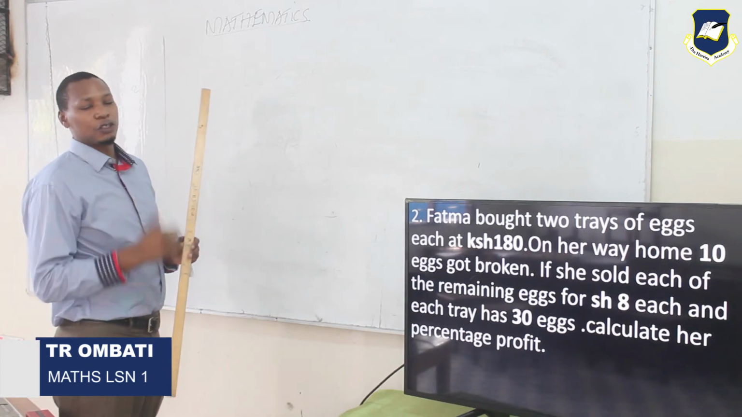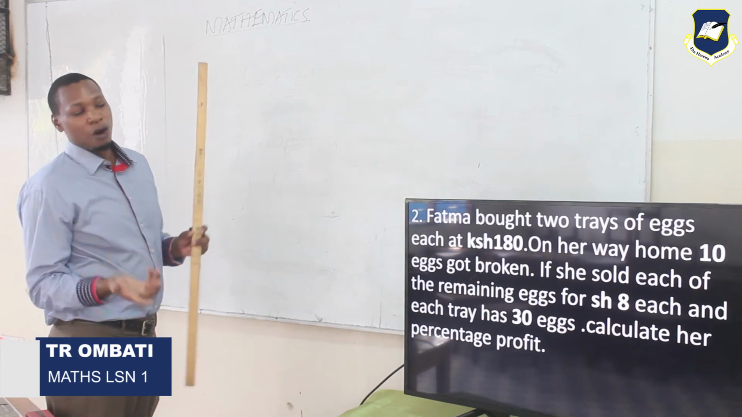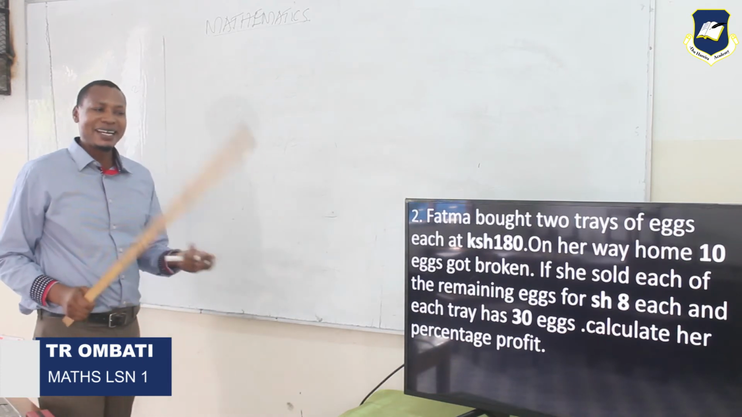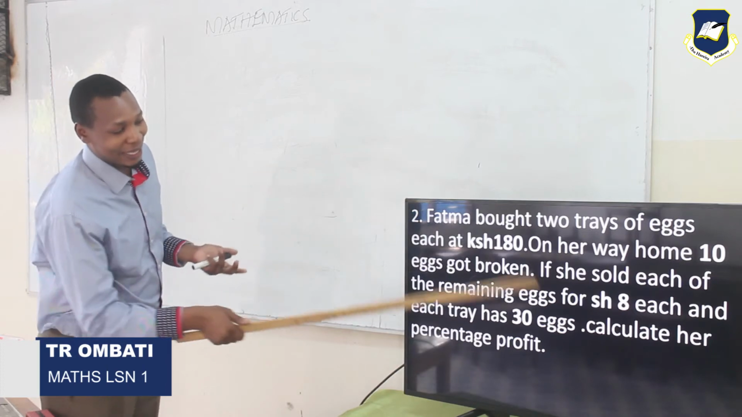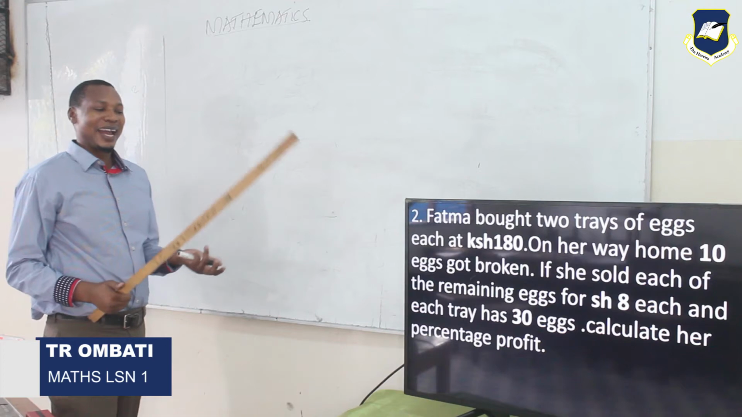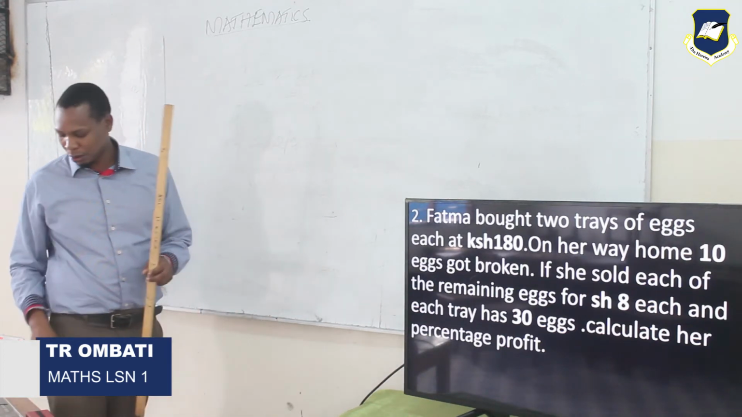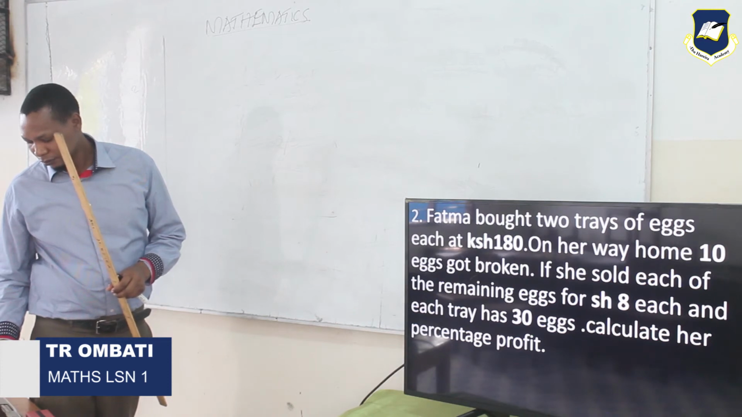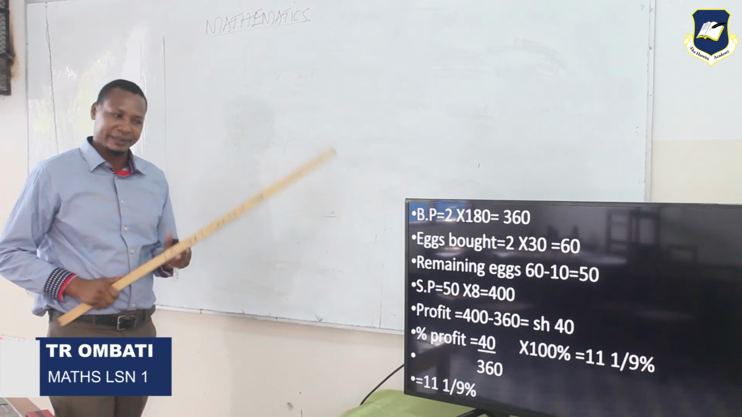Fatima bought 2 trays of eggs at 180 shillings. On her way home, we have been told that 10 eggs got broken. Then she sold the remaining at 80 shillings each. So if a tray holds 30 eggs, what percentage profit did she make? So let's see. Let's start with the buying price.